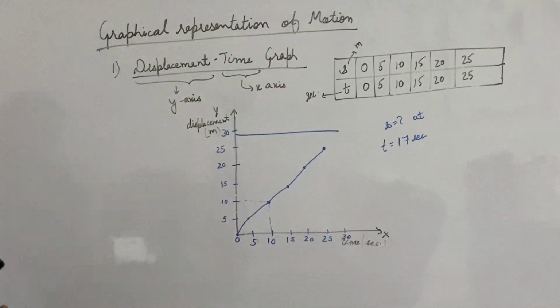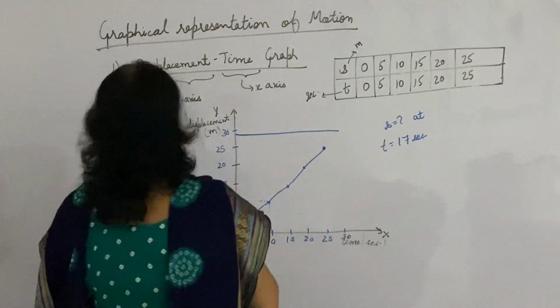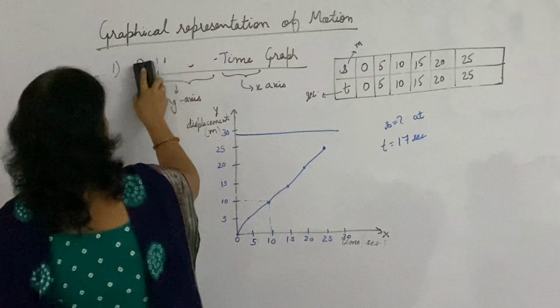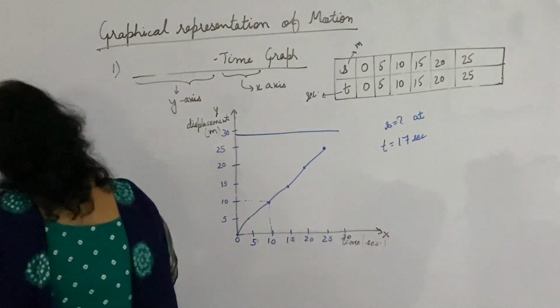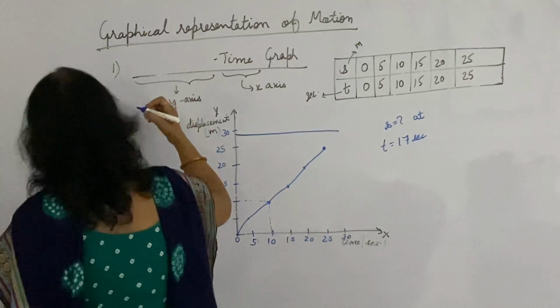Now the next graph is velocity time graph. Next is velocity time graph.